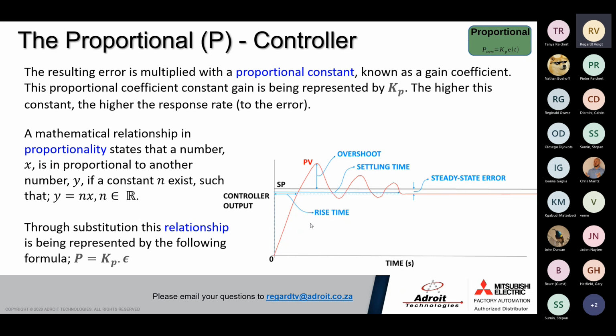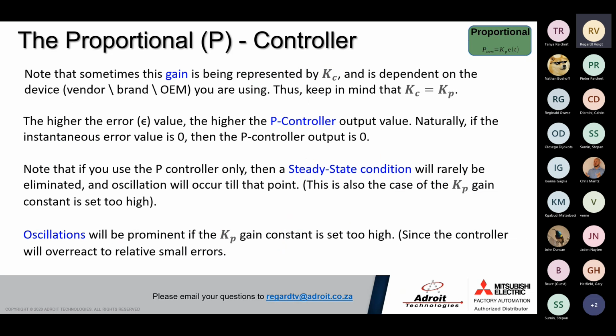So to mitigate this error, we will look at the I controller of the PID controller series. Just a side note here, in some manuals, books, courses, videos, and so on, they don't refer to KP. They refer to KC as the P controller gain. So if you see a KC in a manual or in a book or in a project scope, then you can be assured that it will be your proportional gain. Okay, so it differs from vendor to vendor and OEM to OEM.